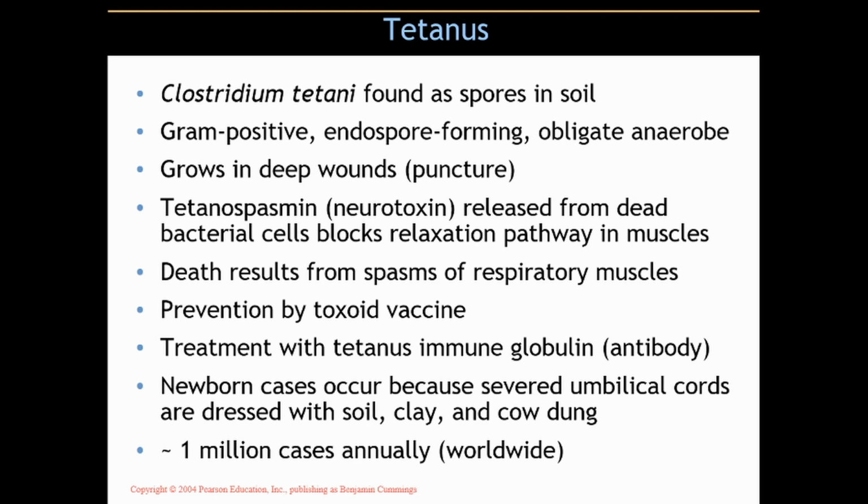Newborn cases occur because severed umbilical cords are dressed with soil, clay, and of all things, cow dung. Why? I don't understand. But whenever a child is born, the severed umbilical cords, they dress them with that. They use that to protect it in some way. But anyway, these bacteria are growing in the soil. They're growing in clay, they're growing in cow dung as well, and so unfortunately then the bacteria get into the bloodstream through the open umbilical cord wound, and then that leads to tetanus within the newborn. Annually worldwide, there are about 1 million cases of it.